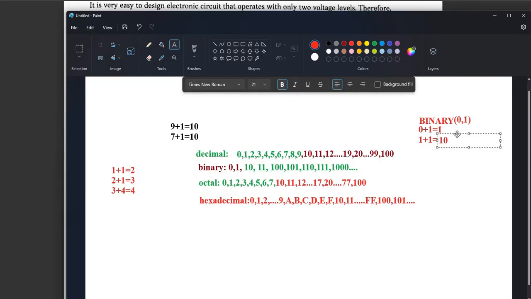So what is 1 plus 1 in binary? It is 1 0, right? Remember it, memorize it. What is it in binary? 1 plus 1 equal to 1 0.